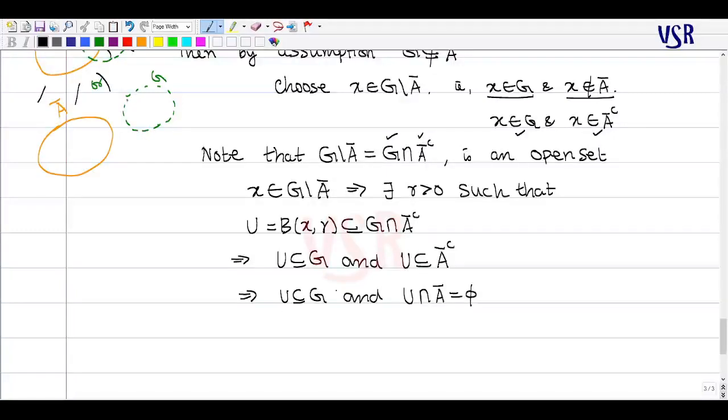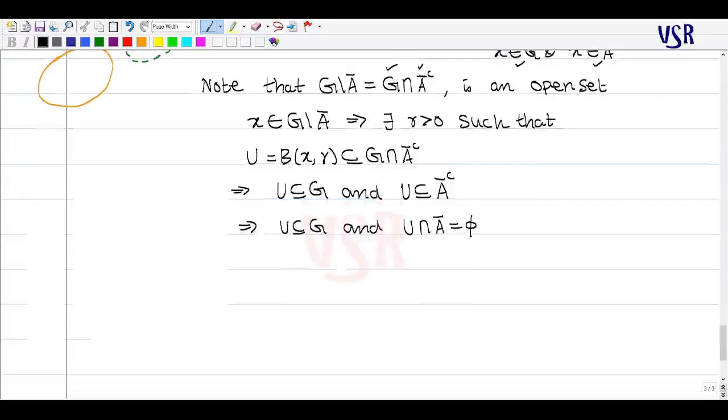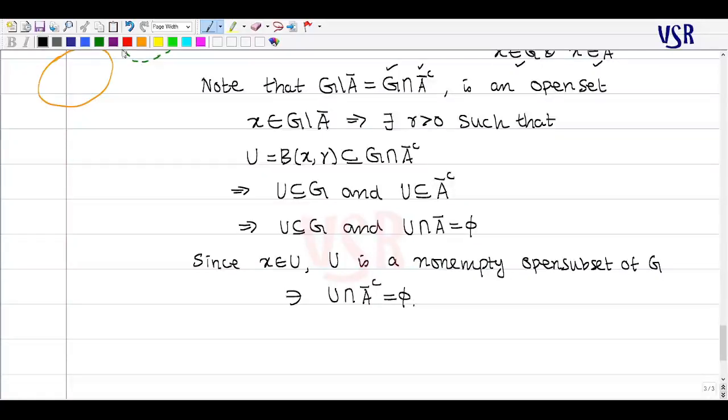That's all, it is finished. Thus we have shown that there is a non-empty open set U. This is non-empty because X belongs to G, since X belongs to U. So U is a non-empty open subset of G such that U intersection with A closure is equal to empty. Hence the theorem: 2 implies 3.